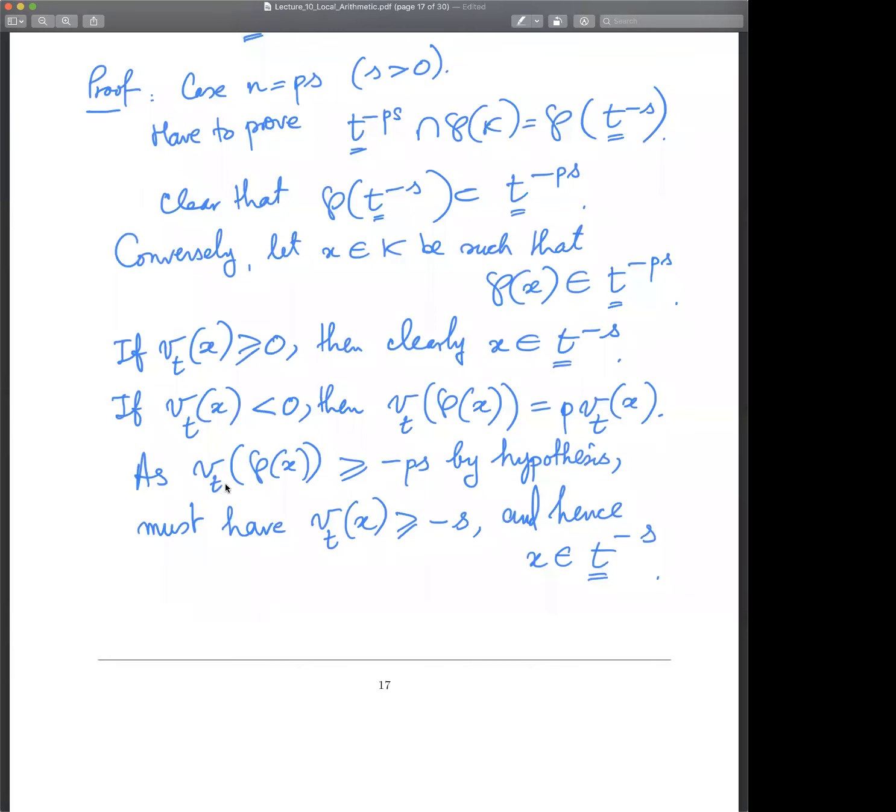So, Vt of Px is greater than minus Ps by hypothesis, because, yeah, here it is, right? So Vt of x must be at least minus s, which means that x has to be in t to the minus s.